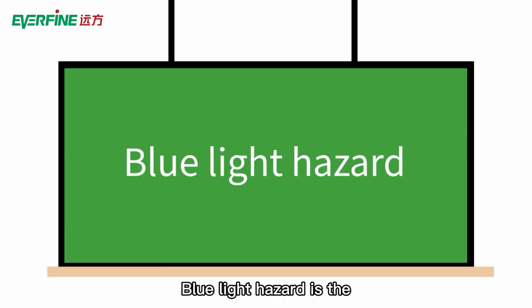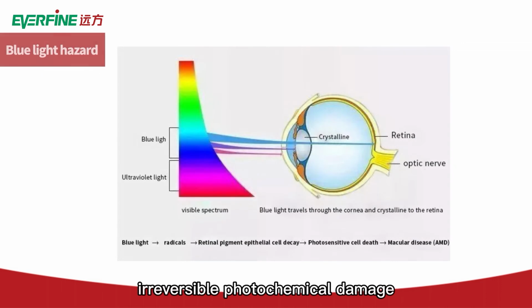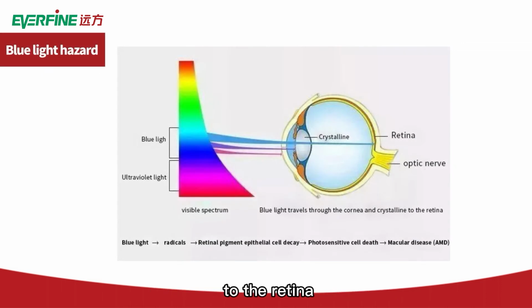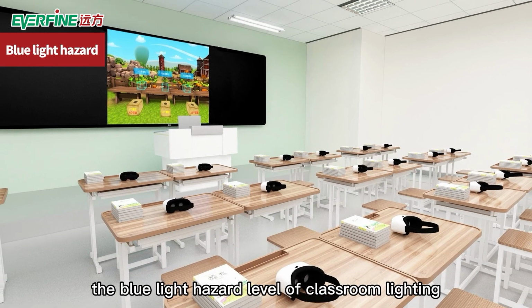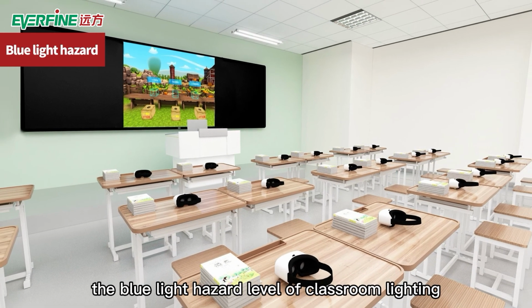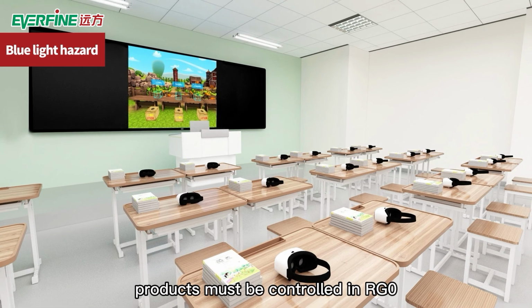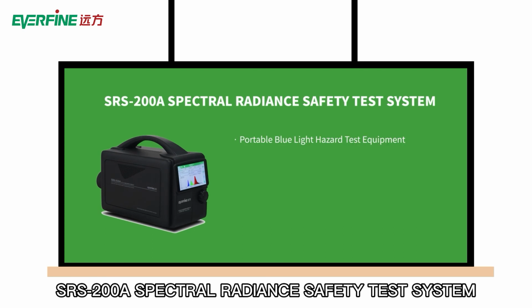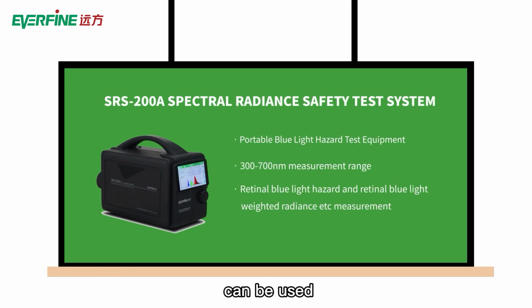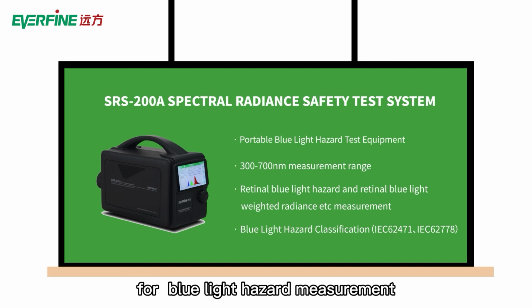Blue light hazard is the irreversible photochemical damage to the retina caused by 300 to 700 nanometer light radiation when the luminance of the light source is particularly high. In China, the blue light hazard level of classroom lighting products must be controlled at RG0. The SRS-200A Spectral Irradiance Safety Test System can be used for blue light hazard measurement.